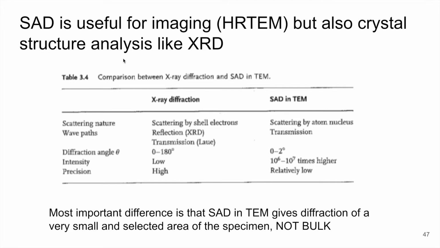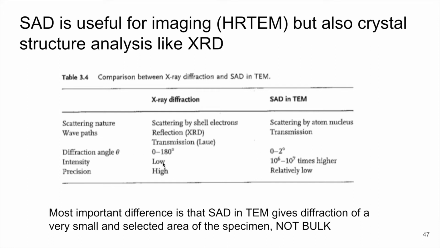So in a comparison of the two, scattering is different because in SAD and TEM we're scattering by the nucleus, and it was actually shell electrons in XRD. The wave paths in XRD are typically reflection, so the type of diffraction we saw was reflection. Here it's transmission. And again, we emphasized this diffraction angle, right? 0 to 180 was pretty typical for XRD. However, here we're talking about small angles, less than 2 degrees usually.